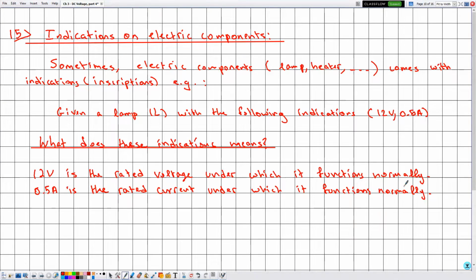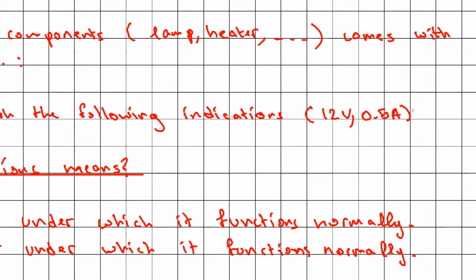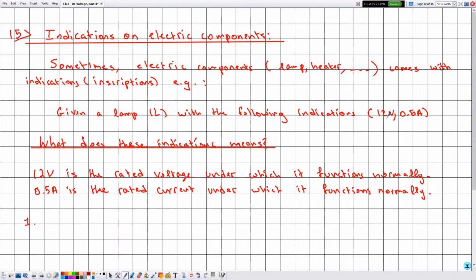And these indications or inscriptions are essential in order to describe the functioning of the lamp. For example, the first case that we consider: if you connect this lamp to a voltage source delivering a voltage which is less than 12 volts. Here I repeat, 12 volts means that in order for the lamp L to function normally, we need to give it an applied voltage of 12 volts.